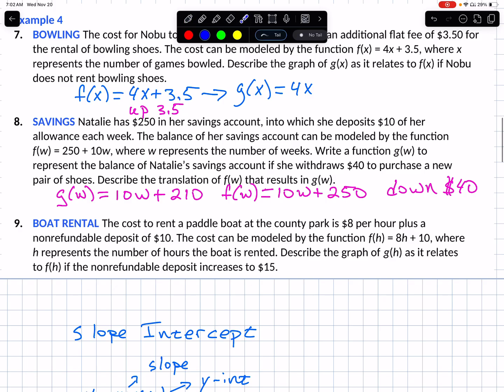So just quickly talk about the next story problem because we don't need to keep going on this. So originally, we're talking about renting a paddle boat. The cost is $8 per hour. That's why we have a variable next to the 8. And we have a non-refundable deposit of $10. If that increases to 15, this number here just increases to 15, and that graph would move up 5 units.